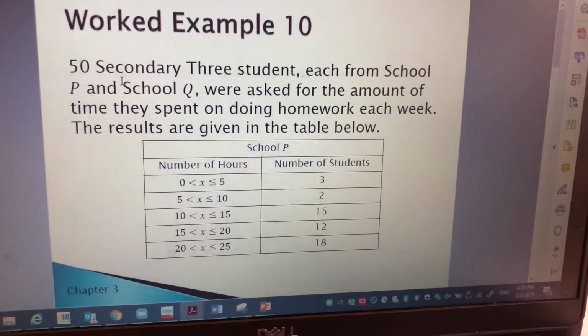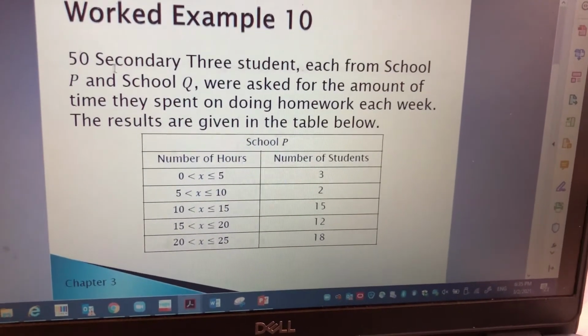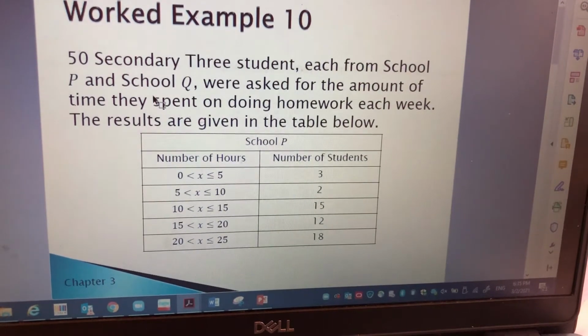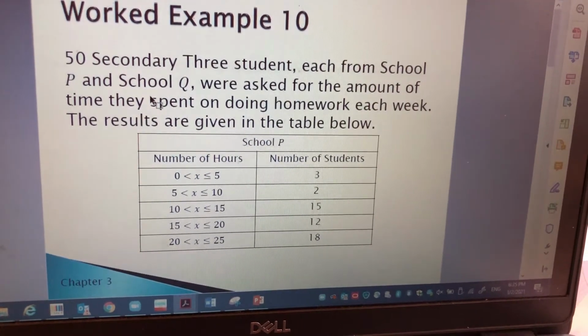Okay, I've just sent you this worked example. Take a look at it. I'm going to use this example to illustrate how to use the calculator to help you calculate the standard deviation.